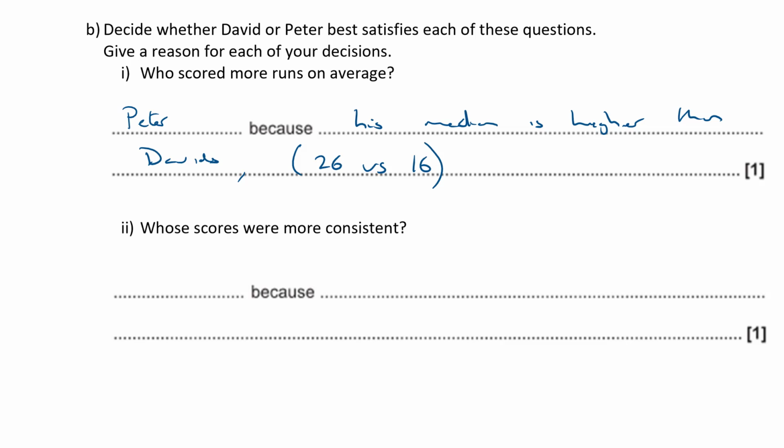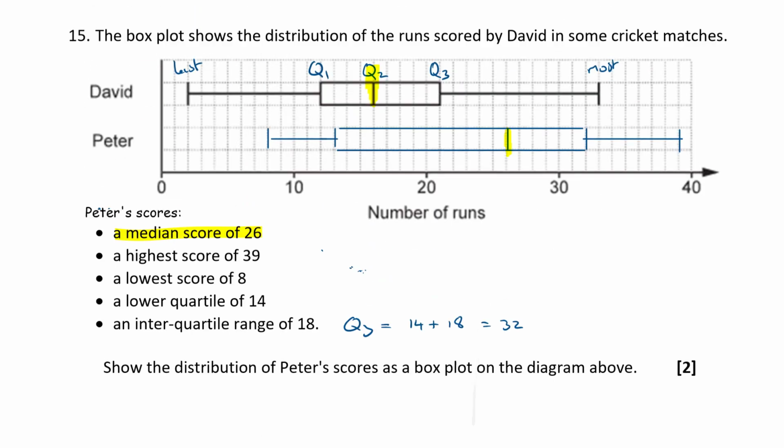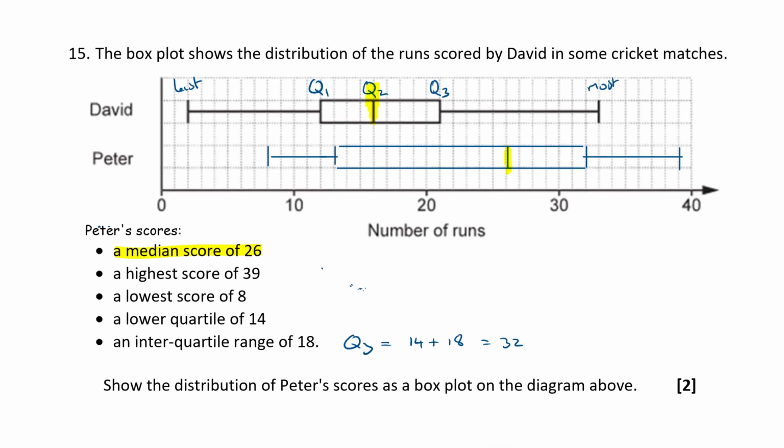Okay, now the second part of the question says whose scores were the most consistent. Well, for consistency you want a measure of dispersion, and the only measure of dispersion we have here is the interquartile range. We're given the interquartile range for Peter, weren't we? It was here. The interquartile range was 18, and well, we can work out the interquartile range for David. It's the distance from Q1 up to Q3 there, isn't it?